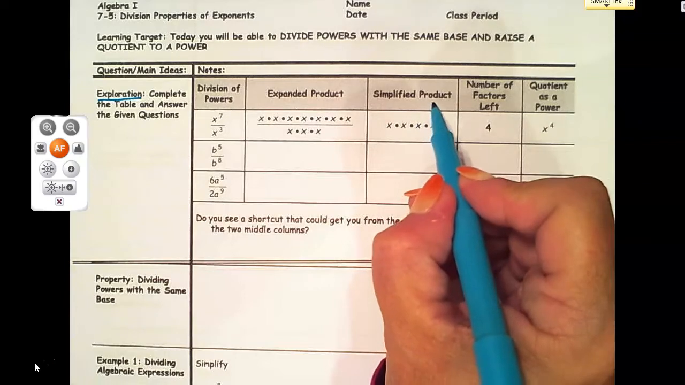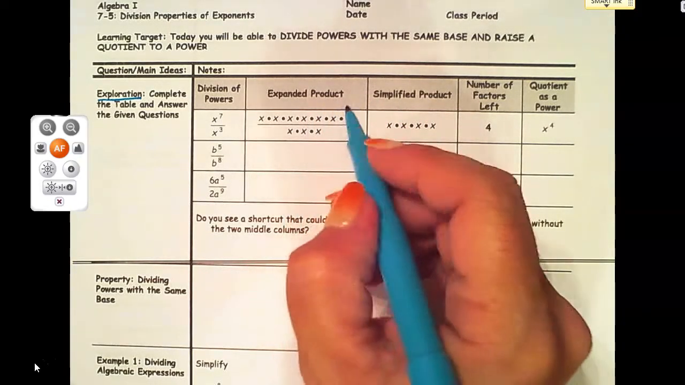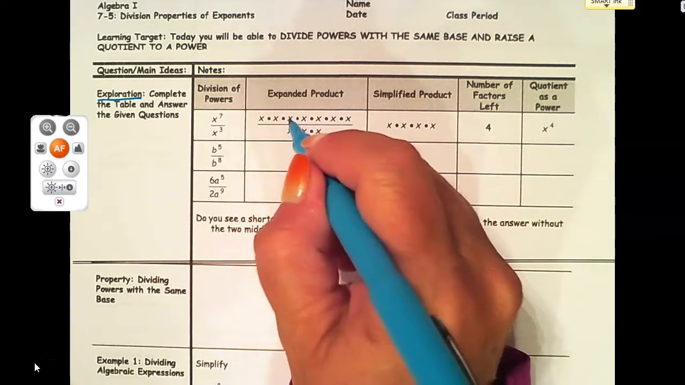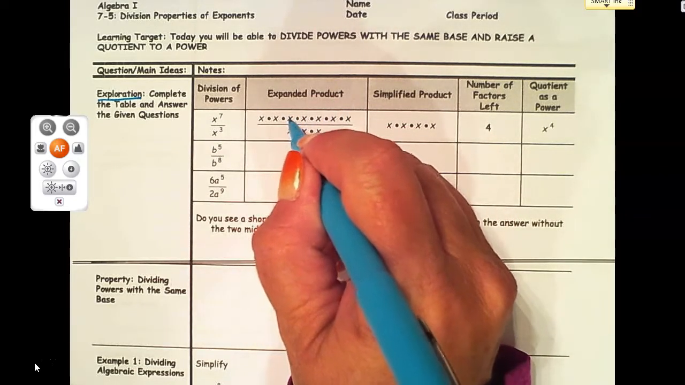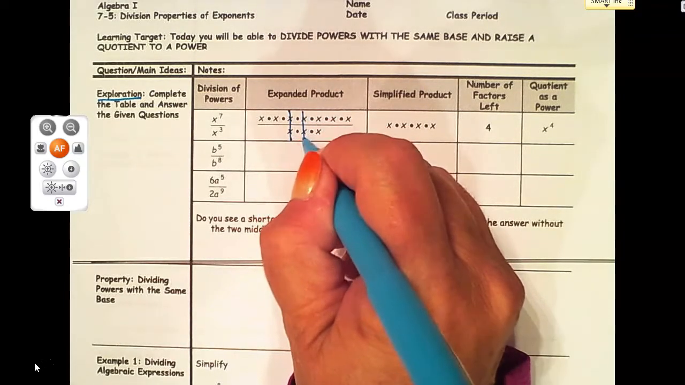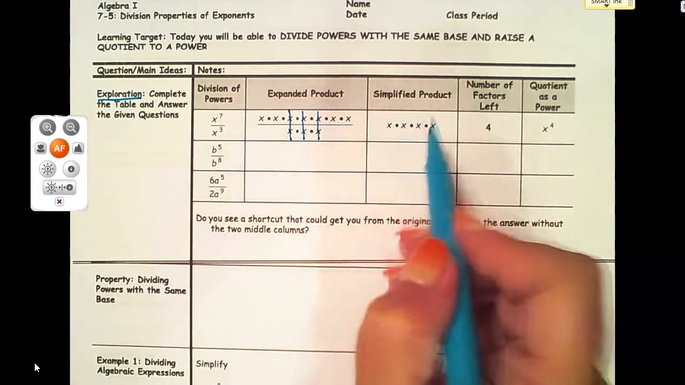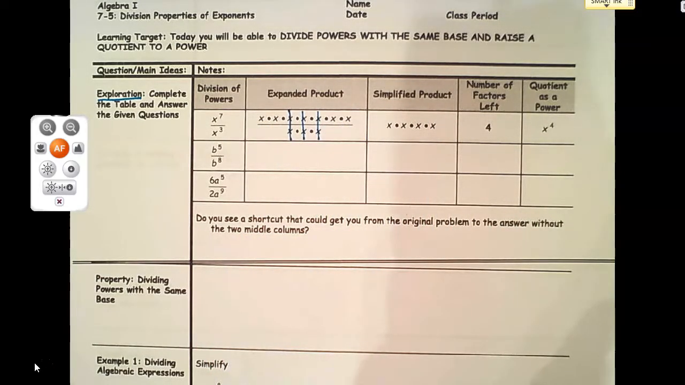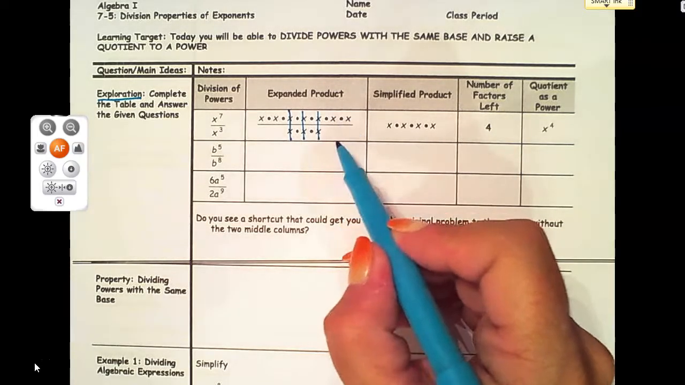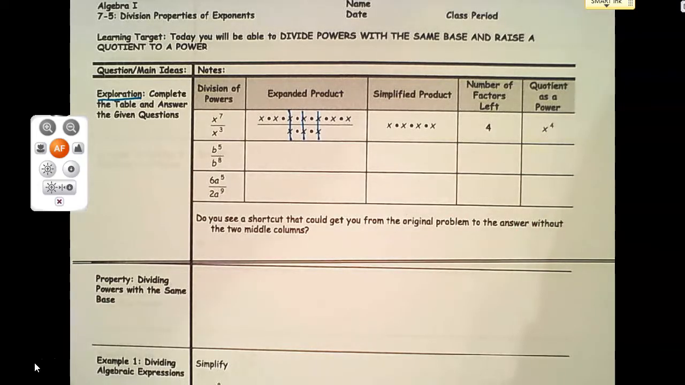Now, when they say the simplified product, what I need you to imagine is that anything that cancels, so if we have x over x, 1x divided by 1x is equal to 1. So we have 3 x's that are going to cancel out, simply leaving us with 1, 2, 3, 4 x's up on the top in the numerator. So there are 4 factors left. When we started with 7 on top and 3 on the bottom, there were 4 left, and our quotient, or our answer, is x to the 4th.